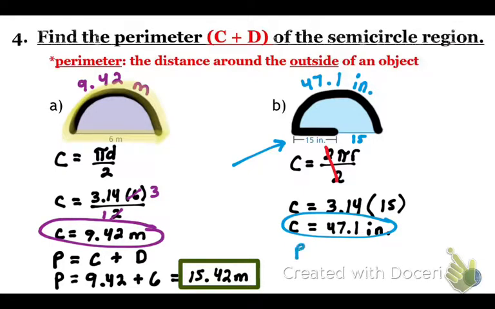All right, so if we are taking the perimeter, we need to do the circumference plus the diameter. So the circumference is 47.1 plus the diameter, which she just said was 30. I want you guys to figure out what that perimeter would be. All right, what do we get, guys? 77.1 inches. 77.1 inches is correct.